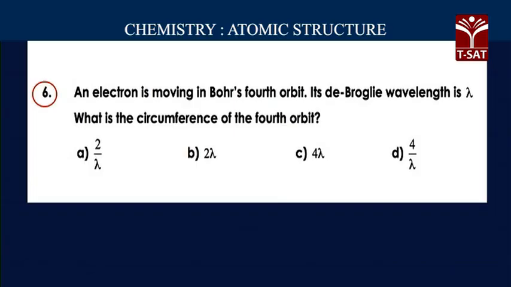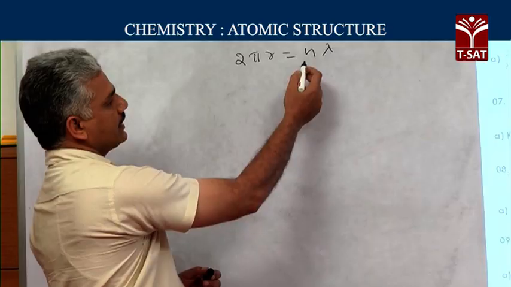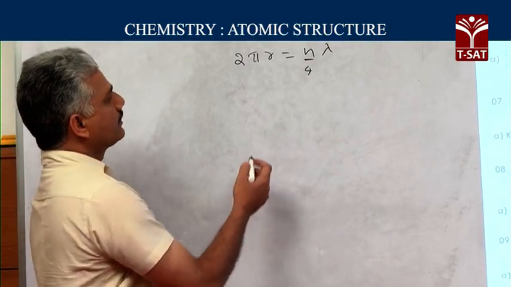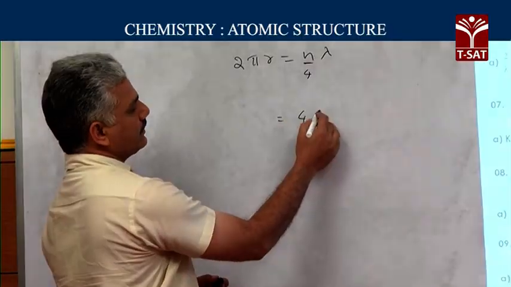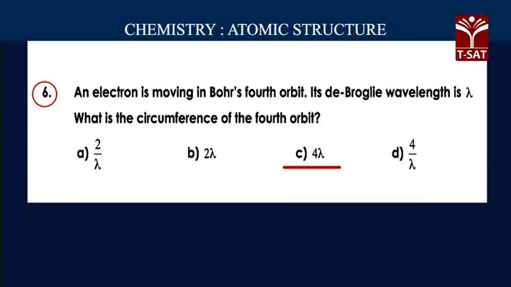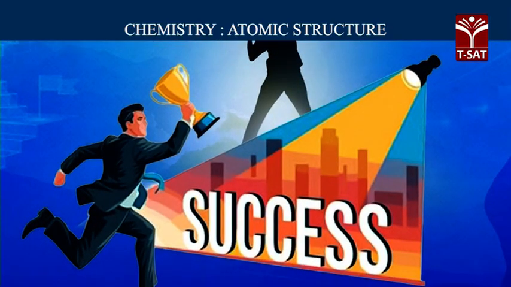So, as it is fourth orbit, in place of n we have to substitute 4. So, 2 pi r is equal to 4 lambda. This option is present in C. So, for this question, correct answer is C, 4 lambda.